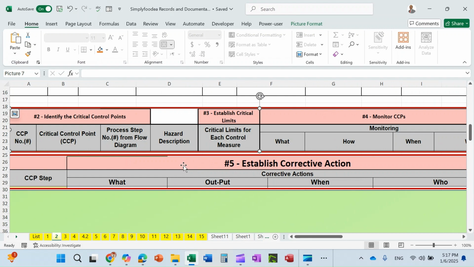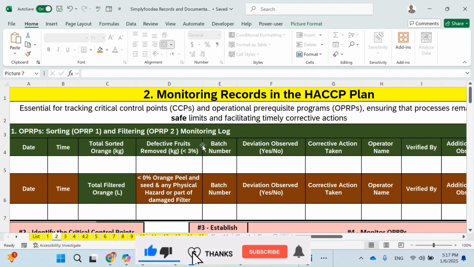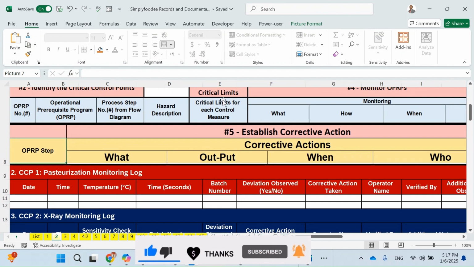And you can find in the description the whole tutorials about the monitoring for both the OPRP and the CCP.